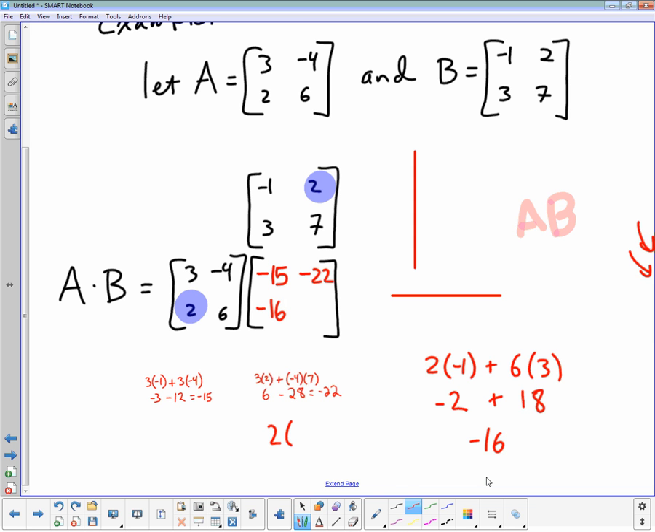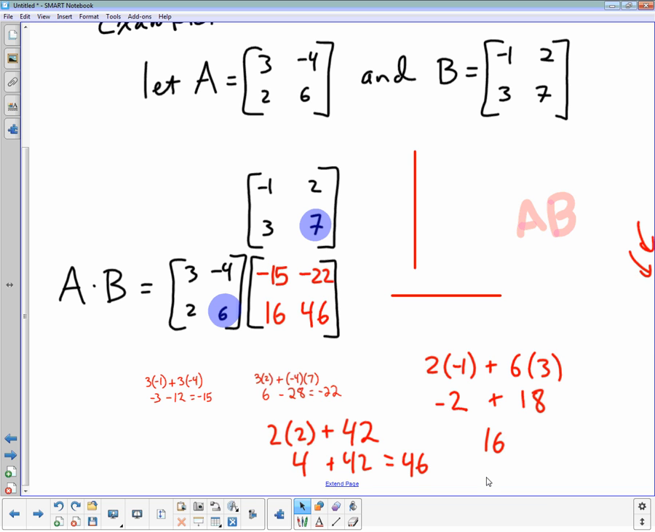Thank you. A little arithmetic will get you every time. So 2 times 2 plus 6 times 7 yields 4 plus 42, 46. Oh, that's kind of neat.